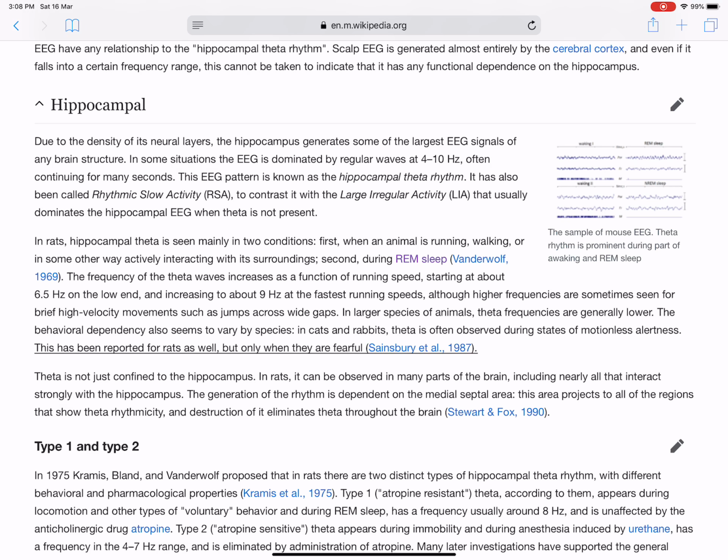Sainsbury et al. 1987. Theta is not just confined to the hippocampus. In rats, it can be observed in many parts of the brain, including nearly all that interact strongly with the hippocampus. The generation of the rhythm is dependent on the medial septal area. This area projects to all of the regions that show theta rhythmicity, and destruction of it eliminates theta throughout the brain. Stewart and Fox, 1990. Type 1 and type 2.